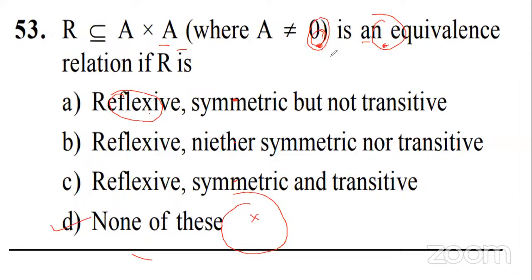R is a subset of A cross A where A is not equal to 0. One minute, I will erase our drawings. R is an equivalence relation if R is reflexive, symmetric, but not transitive. Like that, relations are given. Just try to understand and give the answer. Ten seconds for you.